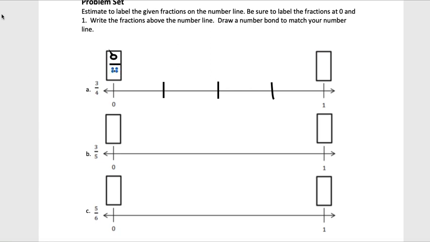fourths. I need to get rid of that one. 0 fourths. And this would be 4 fourths. Okay. Now, we know we're going to plot 3/4. So if this is 0/4, 1/4, 2/4, 3/4. So right here, we would do 3/4.